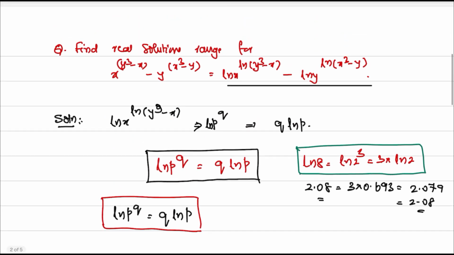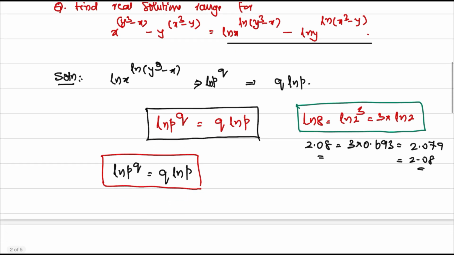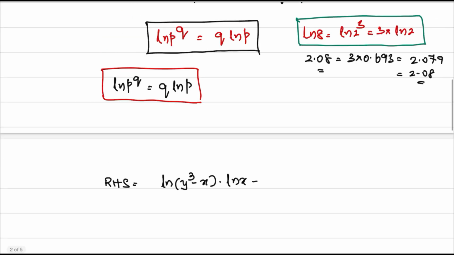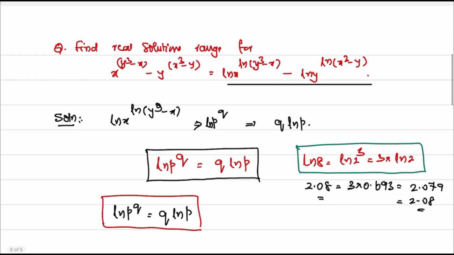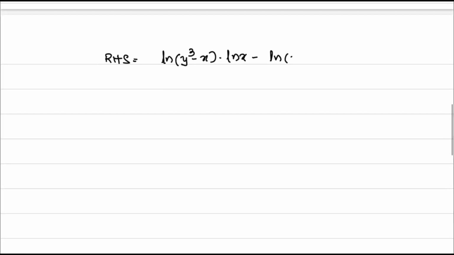Because the power is ln x to the power of (ln y cube minus x), that will become (ln y cube minus x) into ln x, minus (ln x cube minus y) into ln y. The right hand side becomes like this.